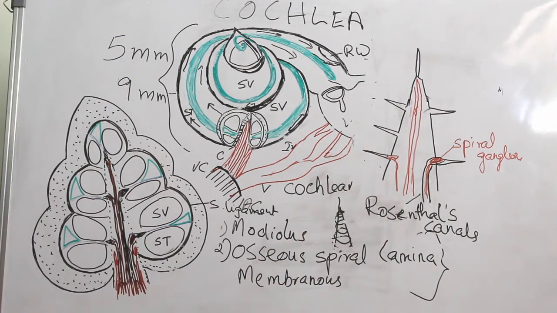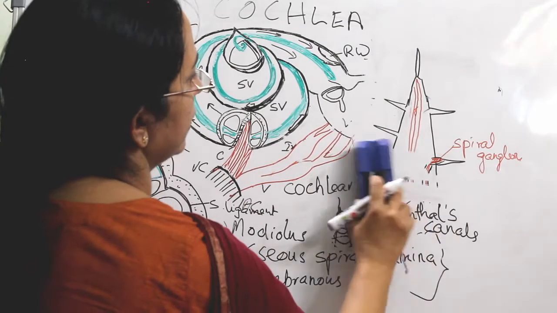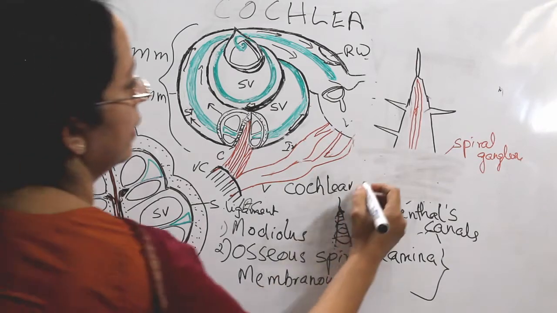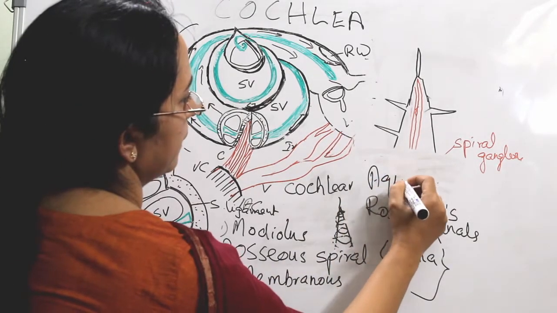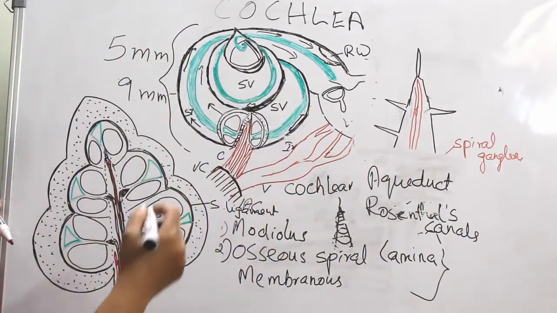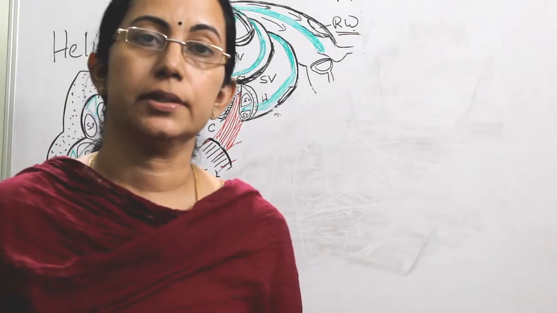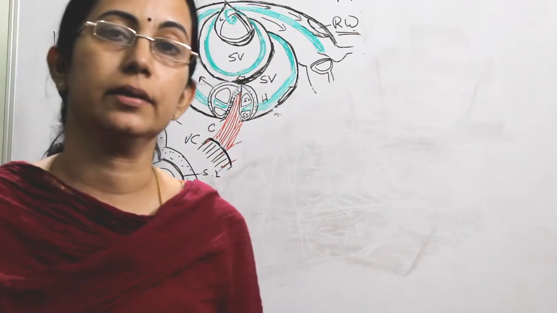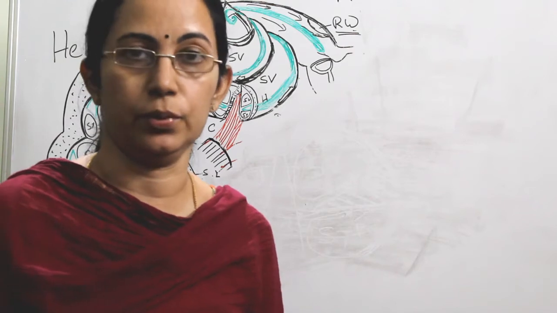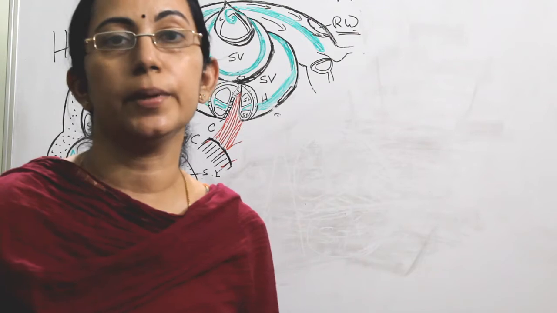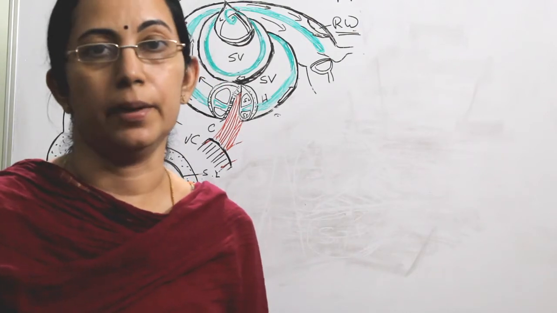The aqueduct of the cochlea is seen in the basal turn of the cochlea. The cochlear aqueduct runs from the scala tympani, from the basal turn of the cochlea, through the temporal bone and terminates anteromedial to the jugular bulb.